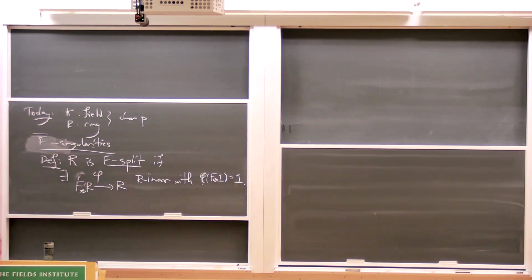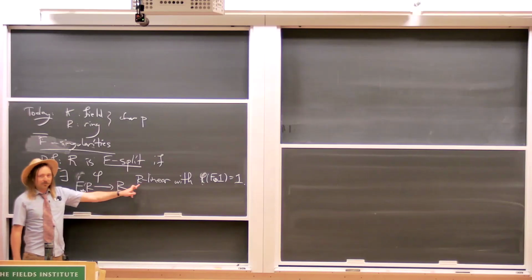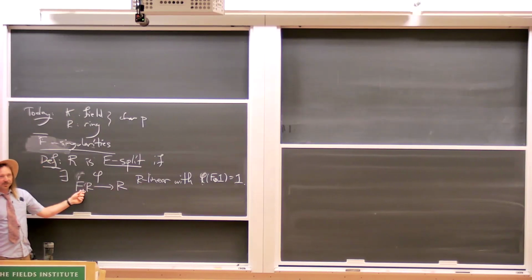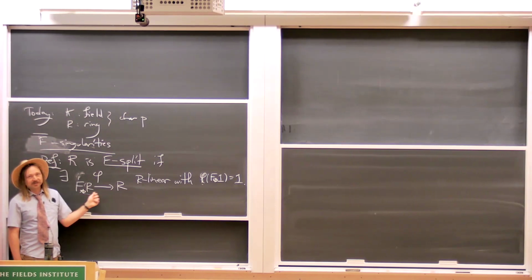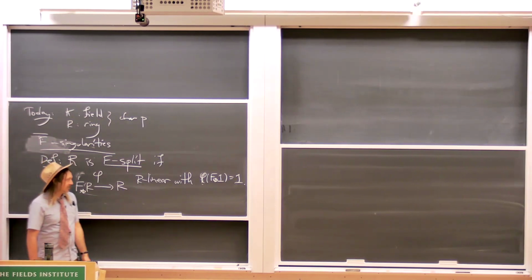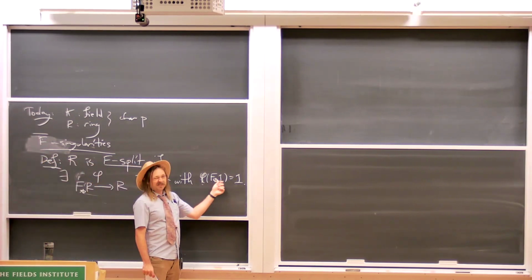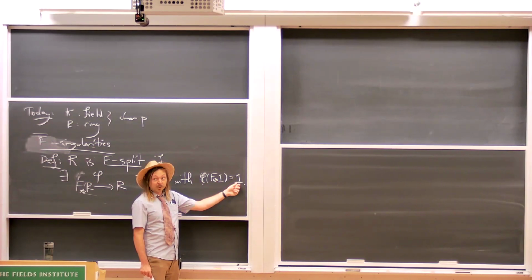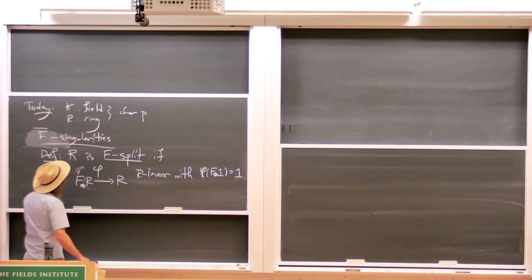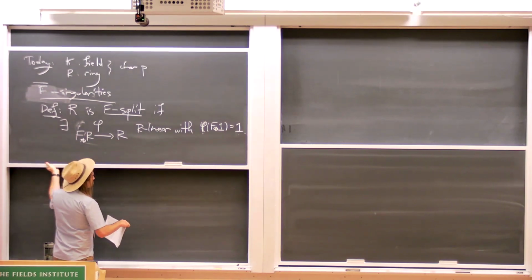We'll say the ring R is F-split if there is an R-module homomorphism from the restriction of scalars F lower star R back to R, going the opposite direction from Frobenius, that sends the doppelganger of 1 to 1.